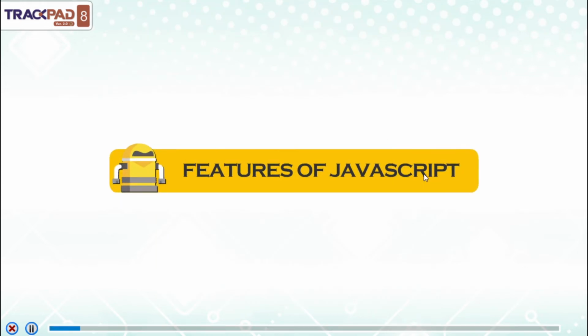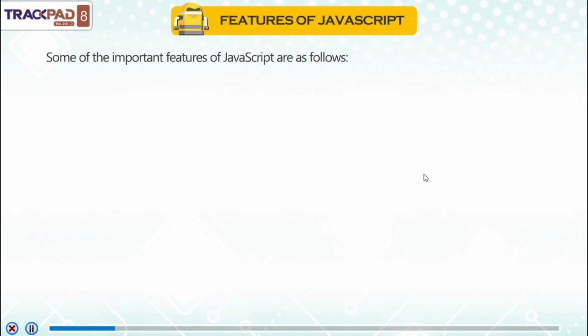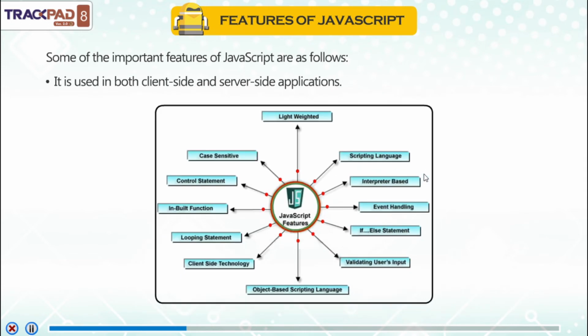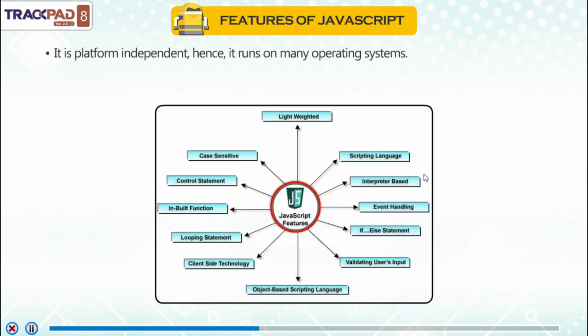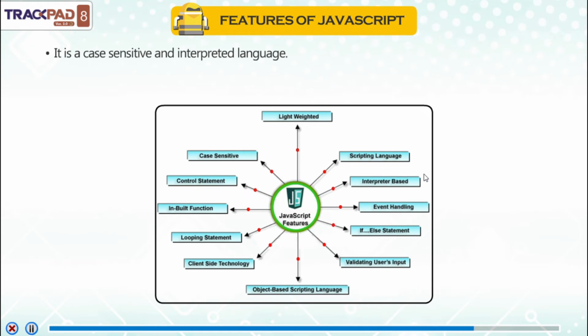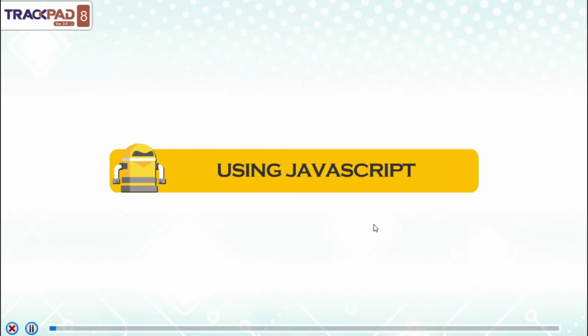Features of JavaScript. Some of the important features of JavaScript are as follows. It is used in both client-side and server-side applications. It is platform independent, hence, it runs on many operating systems. It is used with HTML code and run on web browsers. It is a case-sensitive and interpreted language. It is used to validate user input for errors.